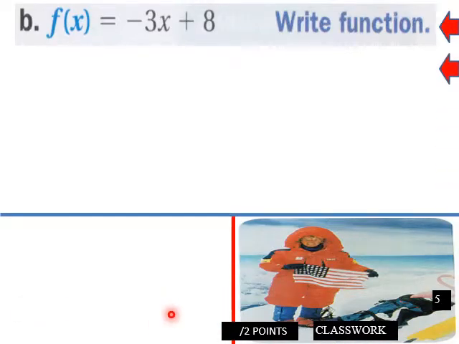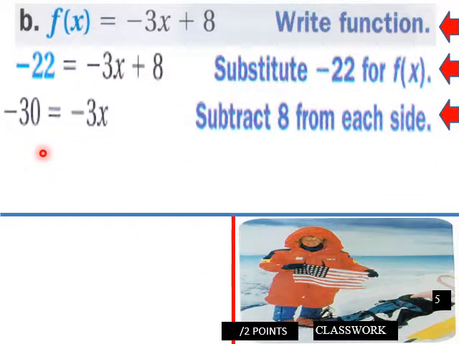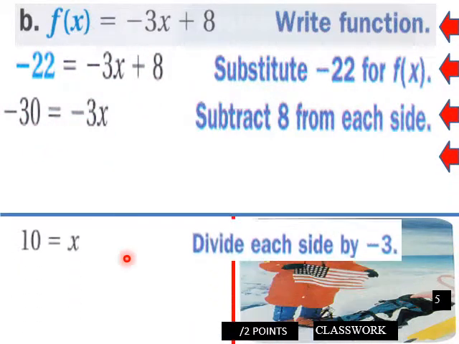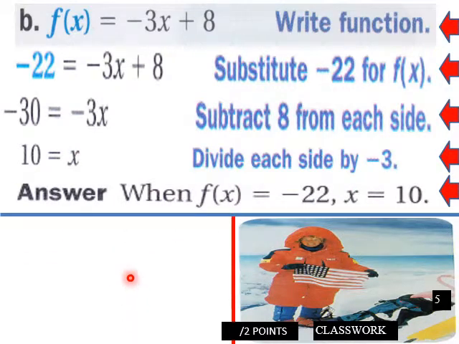And then the b part of example 1, f of x equals -3x plus 8. So substitute -22 for f of x. We just plug in -22 for f of x in f of x equals -3x plus 8. We bring over our 8, so we have -30 equals -3x. And then 10 would equal x. So when f of x equals -22, x would have to equal 10.